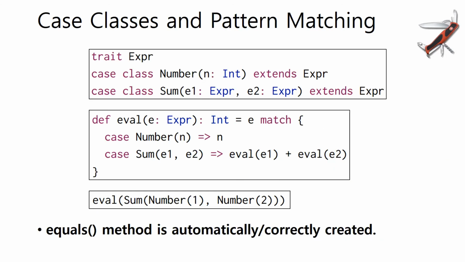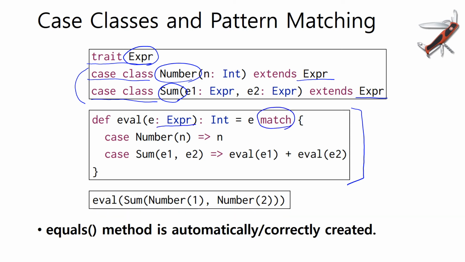Scala supports case classes and pattern matching, which is perhaps one of the most useful features that you can find in Scala. So here's an example. We define trait Expression and implement two case classes, Number and Sum, extending Expression. So here's an example of performing pattern matching on the expression. We use the keywords match and case, just like functional programming.